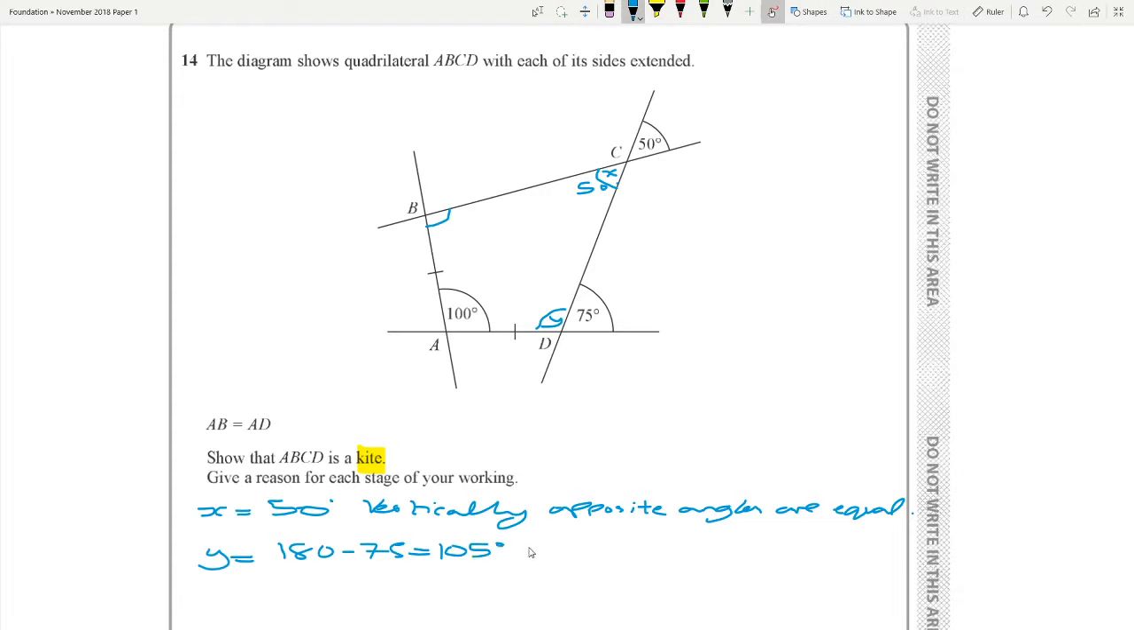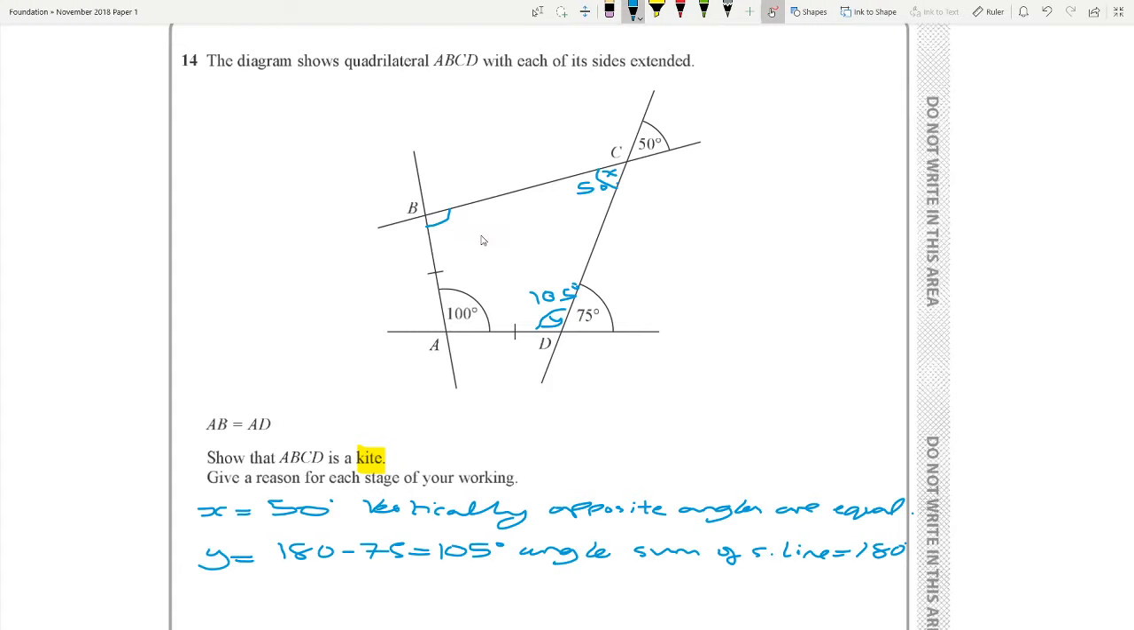Why? Because angles sum of a straight line equals 180. So we know this is 105 degrees. Now, how do we work out this angle here? Yeah, that's fine, 105, you got that.